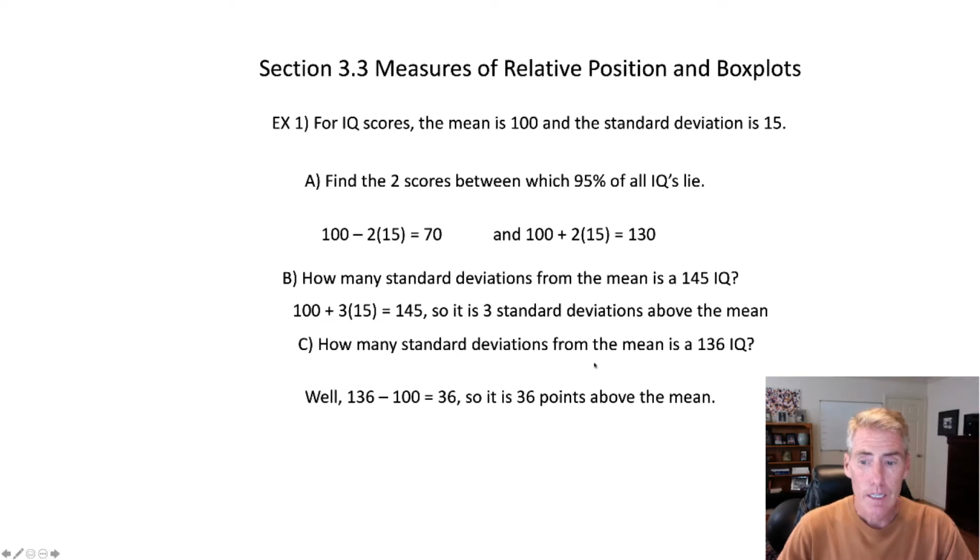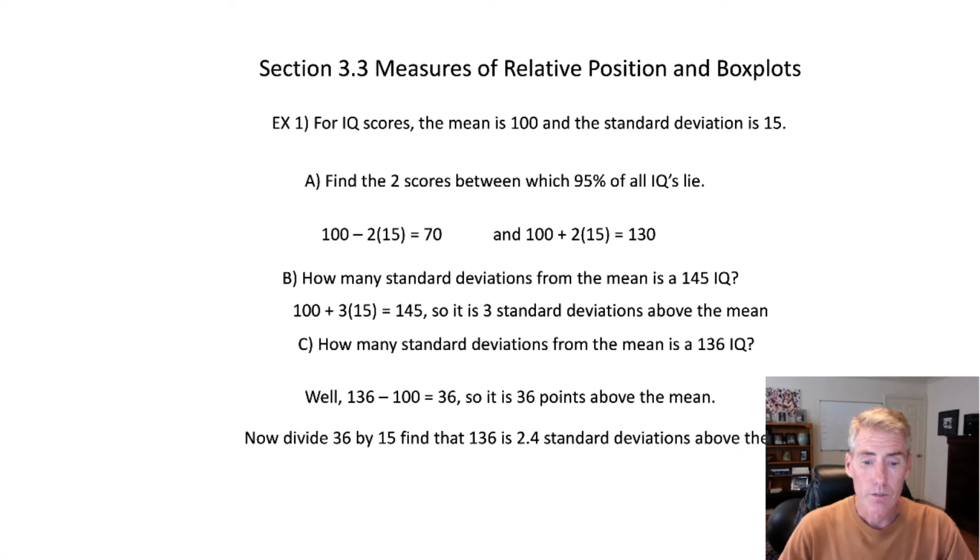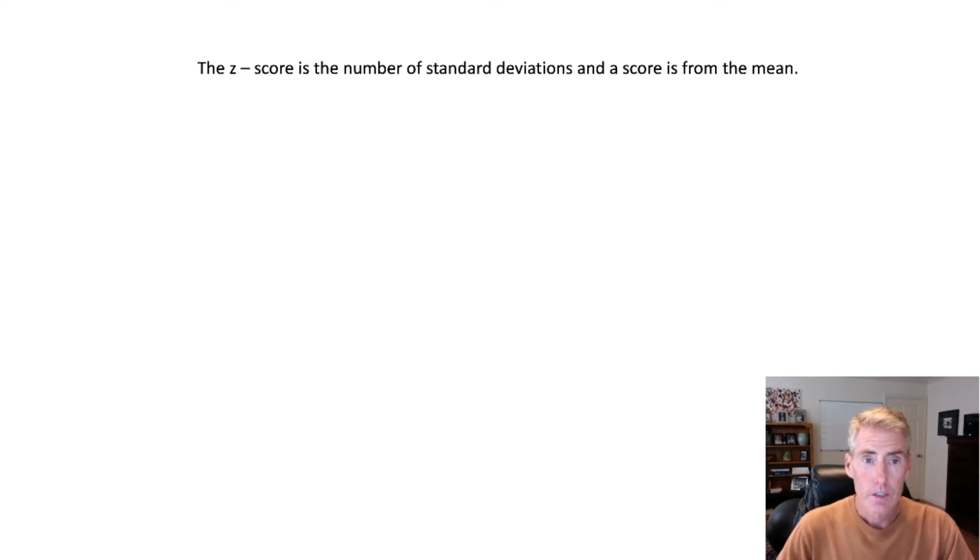First of all, take the 136 and subtract the mean. That means that person is 36 points above average. How many standard deviations is that? Just divide by the standard deviation of 15. So 36 divided by 15 equals 2.4. So they are 2.4 standard deviations above average. That little formula that I just did is called the z-score.